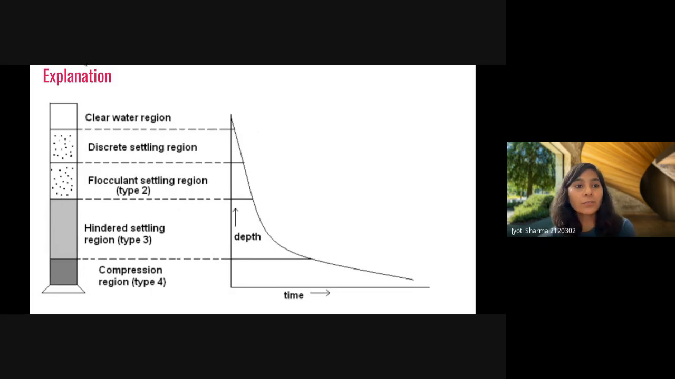Here you can also see the discrete settling region, the flocculent settling region, the hindered settling region, and this is the compression region.